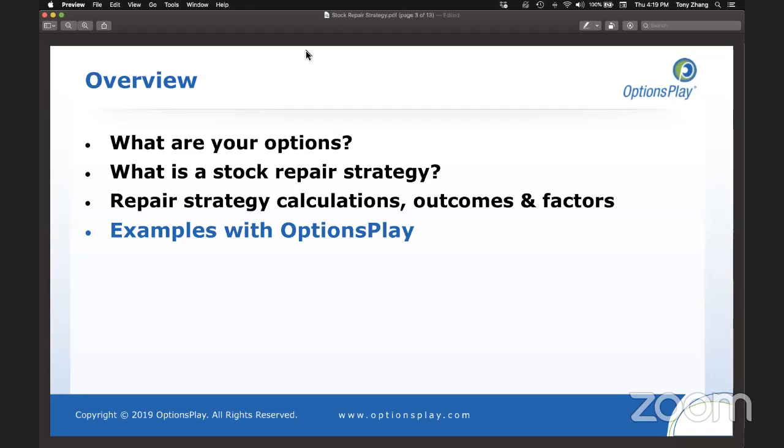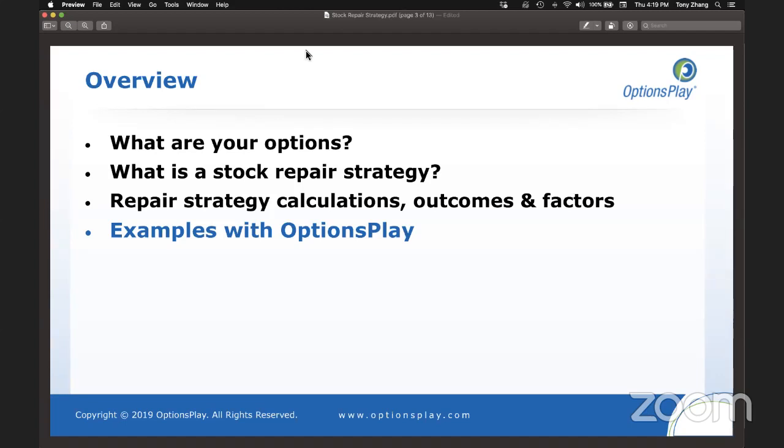If you decide that repairing your trade using options is the suitable way to go, then let's talk about what is actually a stock repair strategy. Like I said, it's a fairly complex option strategy. Even for myself, when I have to think about it, it takes me a few seconds to wrap my head around it, but I do have some ways to help you break it down so that you have a better way to understand a stock repair strategy.